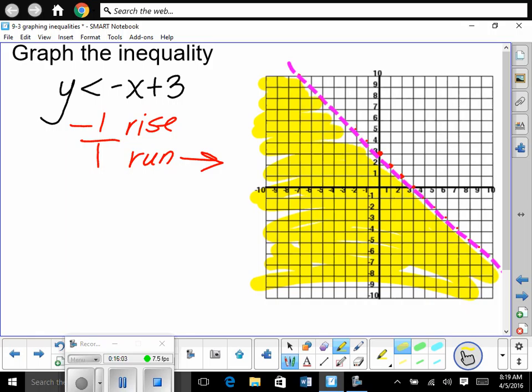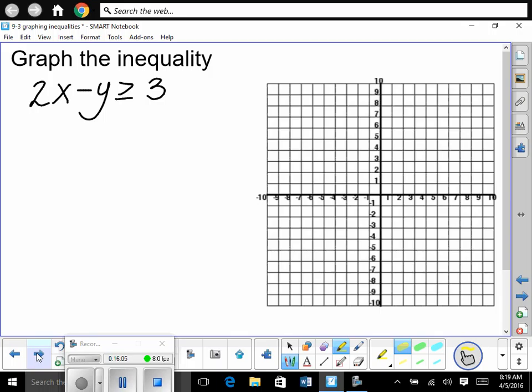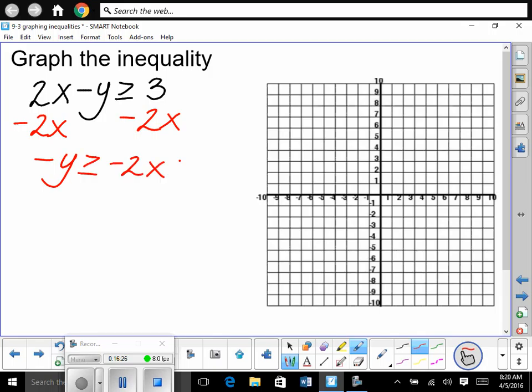Okay, I won't graph this one. But let's just look at it. Can we graph it as it is right here? No, so let's just quickly get it in the right form, which is y equals something. To graph something, you always have it in the form y equals. So why don't we subtract 2x from both sides? So we have negative y is greater than or equal to negative 2x plus 3. Does everybody understand that I put it in mx plus b form?